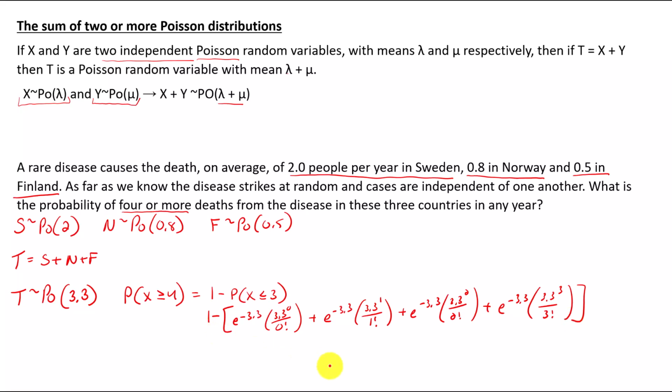Okay? When we do all of that, we get 0.420 to 3 significant figures. So that's the probability that there are 4 or more deaths from those 3 countries in any year.